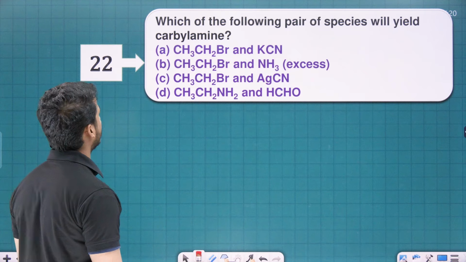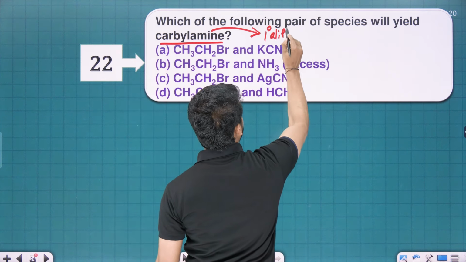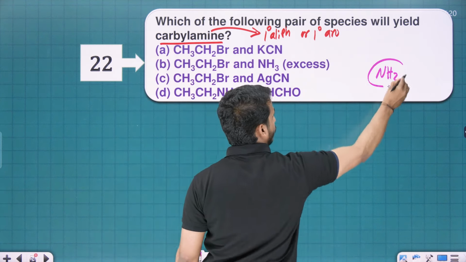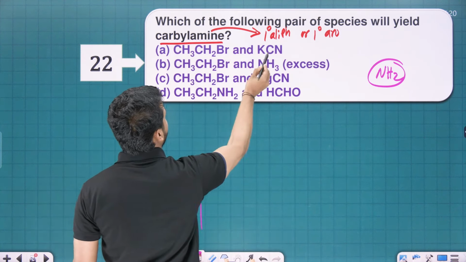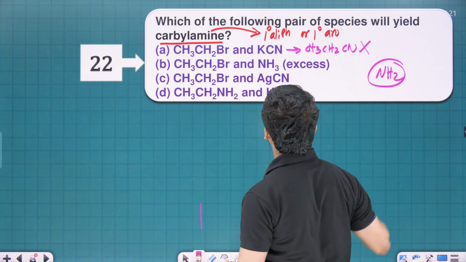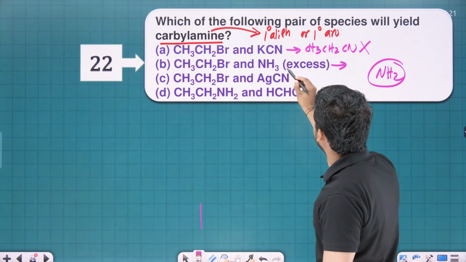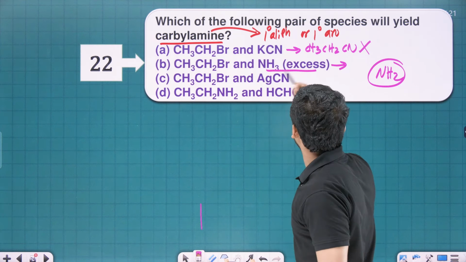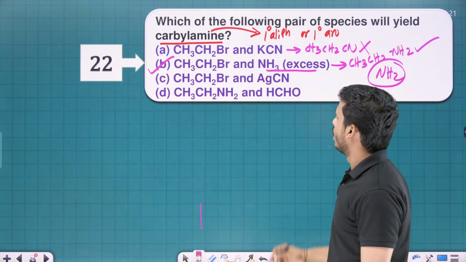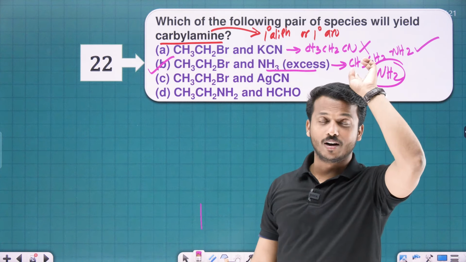Question 22: which of the following pair of species will yield carbylamine? Remember, the carbylamine test is given by primary aliphatic or primary aromatic amines, which should contain an NH2 group. Check them all. CH3CH2Br and KCN give cyanide, CH3CH2CN. No, cyanide is not the one giving carbylamine; an amine should form. When bromoethane reacts with excess ammonia, the primary amine is the major product, so you get CH3CH2NH2. Yes, this is a primary amine and can give the carbylamine test. We know that with AgCN you get isocyanate, which you studied in the haloalkane reaction.